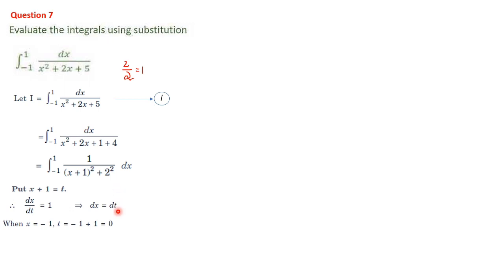I'm not just showing the steps here, how to substitute. It's quite easy. Here, x you replace and put minus 1, plus 1 is equal to 0. The next is when x is equal to 1, the upper limit we are taking. If you substitute x is equal to 1 here, 1 plus 1 is equal to 2. So the limits we have changed, that is 0 to 2. This is the new limit.